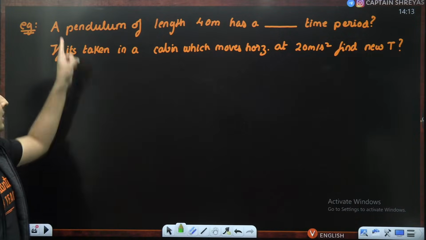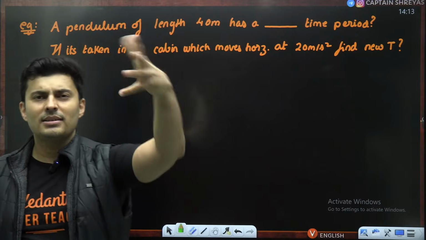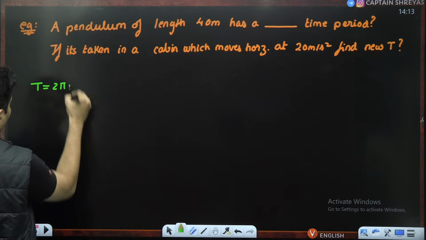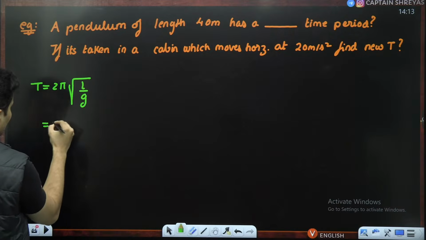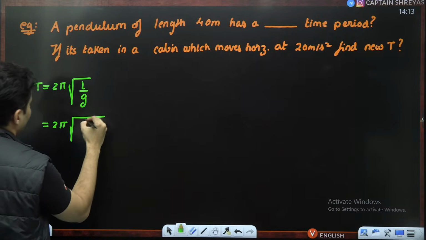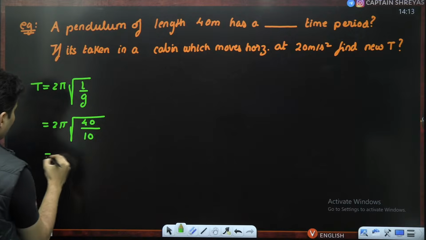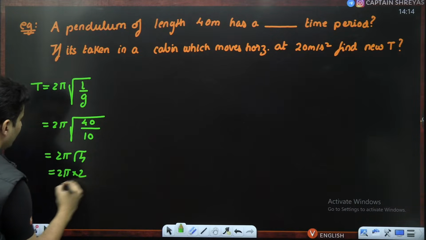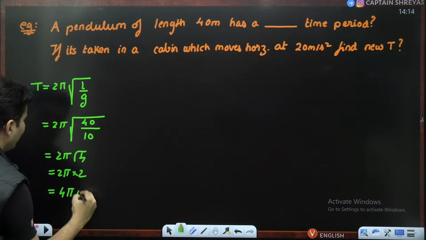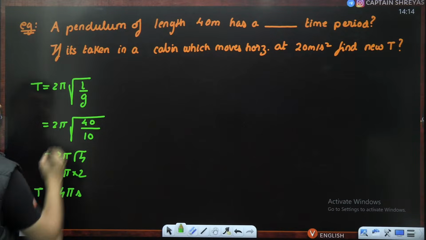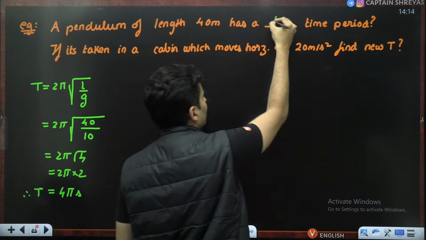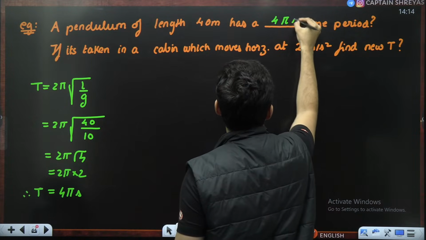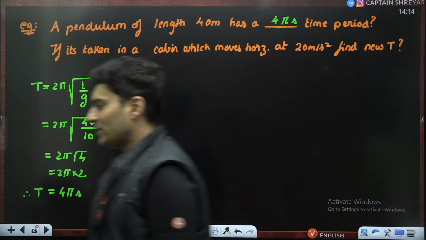First thing, a normal pendulum of 40 meters length, what is the time period? Direct application of the formula: time period will be 2 pi root of L by g. So 2 pi is as it is, length is 40, g is 10. So that will be 2 pi root of 4, which is nothing but 2. 2 twos are 4. So 4 pi seconds is the first answer. This is 4 pi seconds of time period. The first answer is very straightforward.